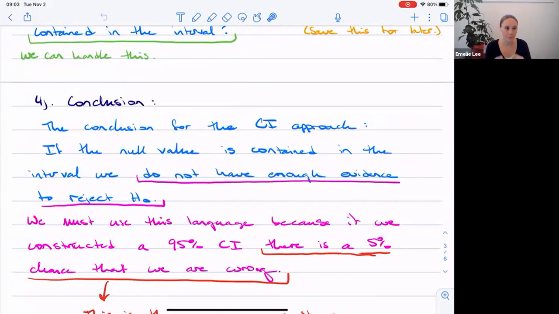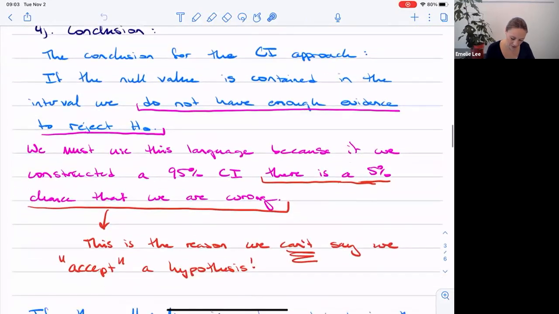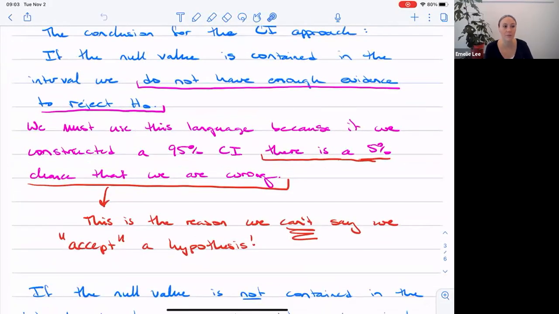And so just remembering that if we built a 95% confidence interval, which is the default, then there's always a 5% chance that we're wrong, right? So we need to remember that. And here I emphasize, and I'm going to emphasize it again, we can't say we accept a hypothesis, because we always want to leave it open that we could be wrong because there's a 5% chance that we're wrong. We're 95% confident, but there's a chance that we're wrong.